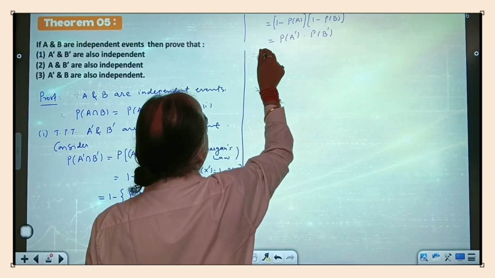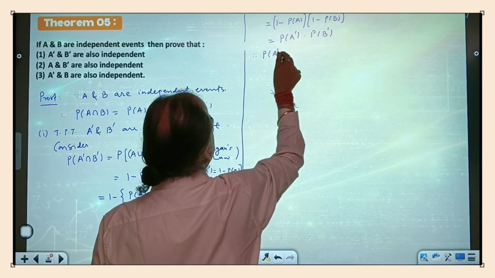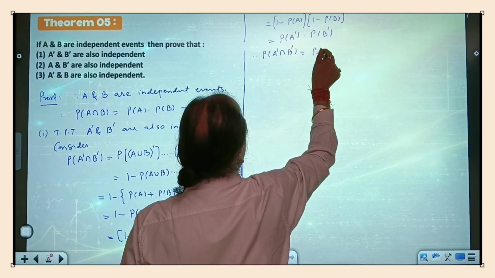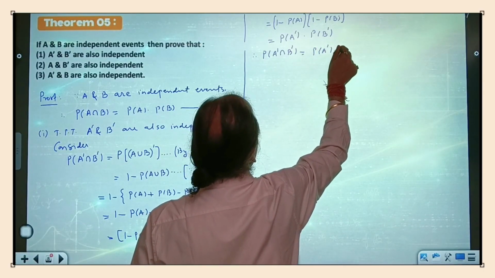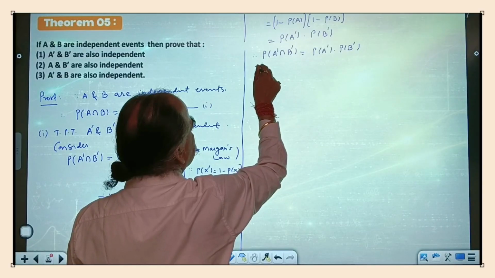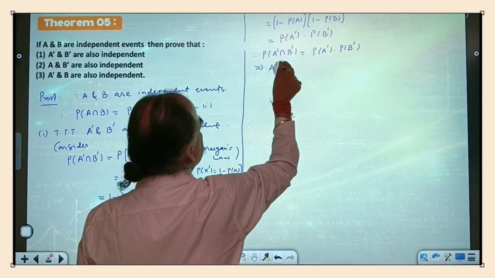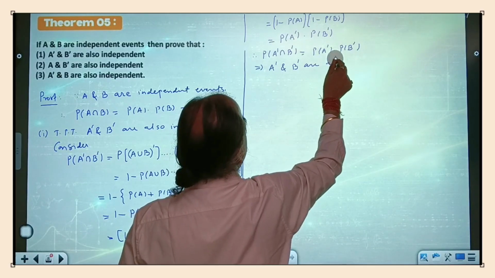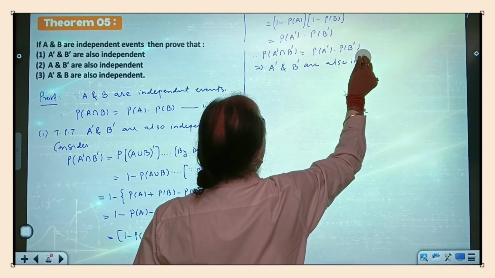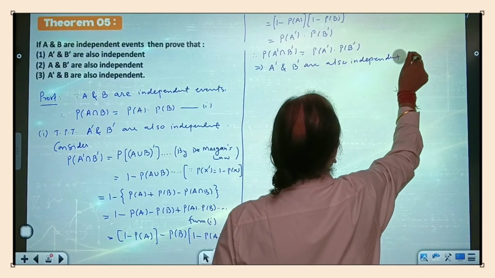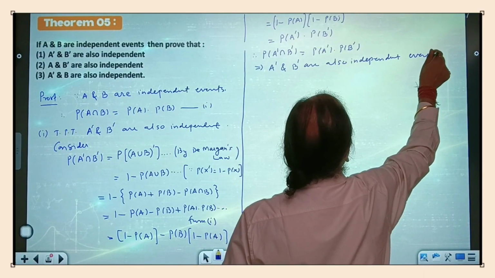Therefore, P(A dash intersection B dash) is what? P(A dash) into P(B dash). This implies A dash and B dash are also independent events.